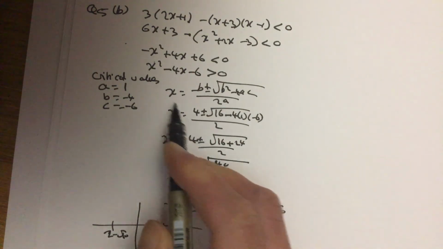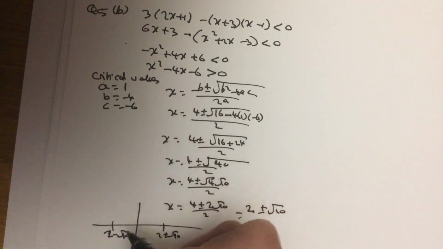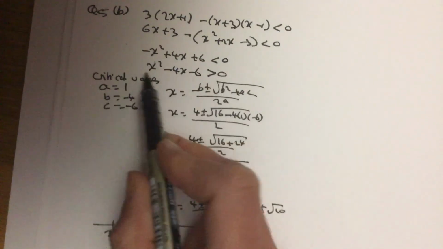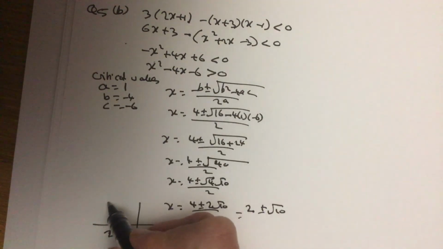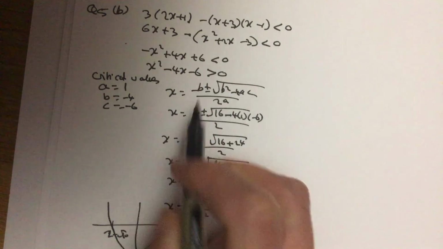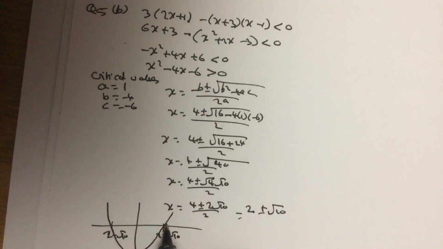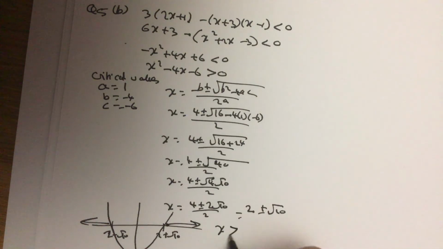And just look back and you'll see it's a positive x squared graph. Take it from the last line here before it enters the critical values. It's going to be that shape. I want above the graph, so I want everything to the right or everything to the left. So x is greater than 2 plus root 10, x is less than 2 minus root 10.